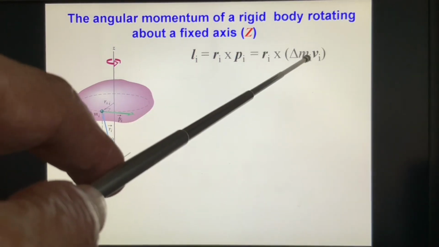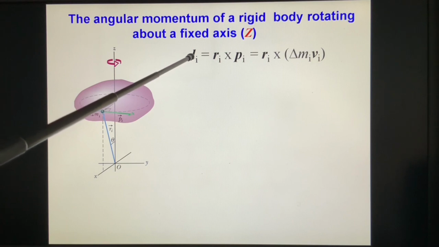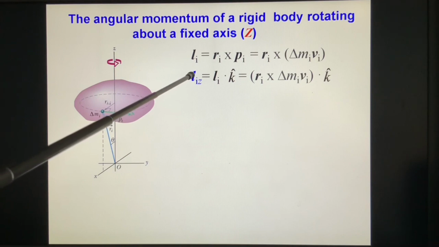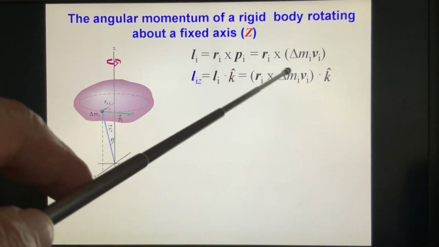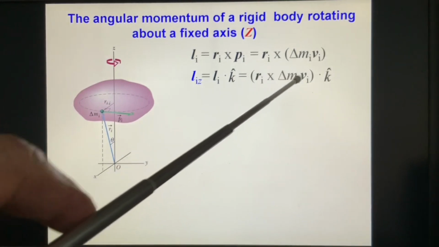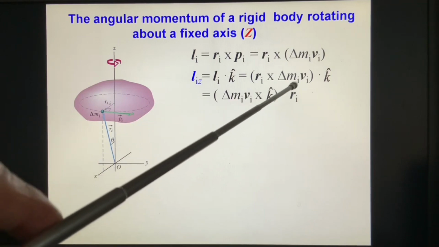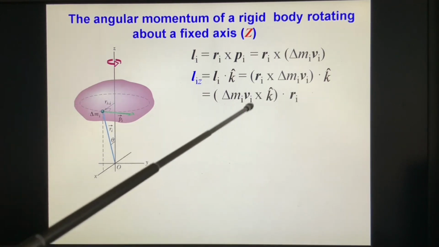Pi equal to delta mi vi. I want to find the z component of this vector, Liz. As we studied before, we just dot this with k. And Liz is Ri cross delta mi vi dot k. This is A cross B dot k, and it can be rewritten as B cross C dot A.